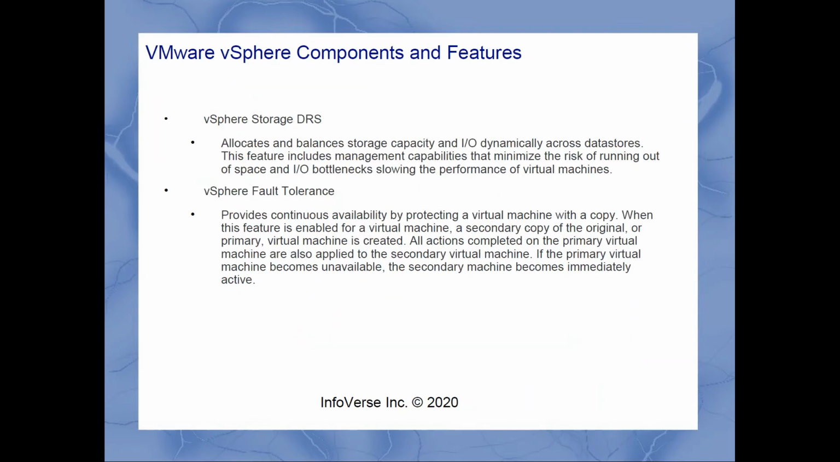vSphere Storage DRS allocates and balances storage capacity and I/O dynamically across data stores. It includes management capabilities that minimize the risk of running out of space and I/O bottlenecks slowing down the performance of virtual machines. So very similar to DRS, however, it's dedicated to ensuring that the I/O and data stores and the storage subsystem is working to best capacity.